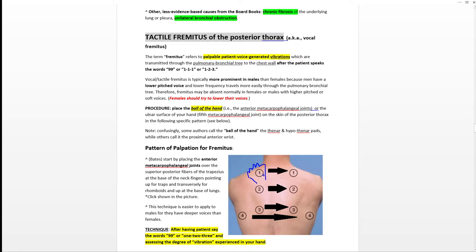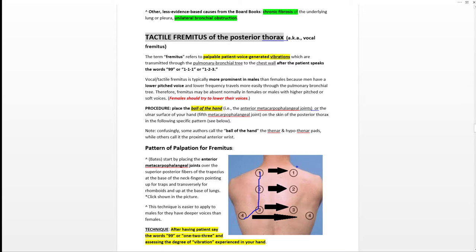And why metacarpal phalangeal joints? Because you can feel vibration really nicely. They feel vibration better than the pads of your fingers do. So you're going to test the apices of the lungs here, and you're always going to go in this L-shaped pattern. We're going to expand on this pattern, but it's like a mirrored L pattern.